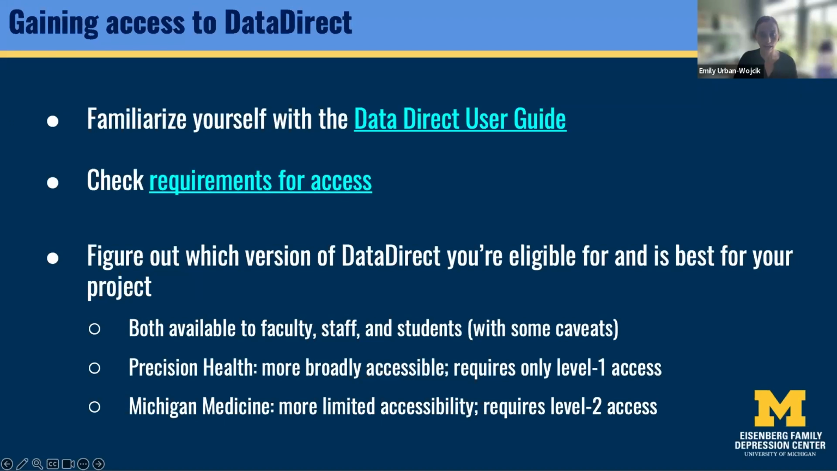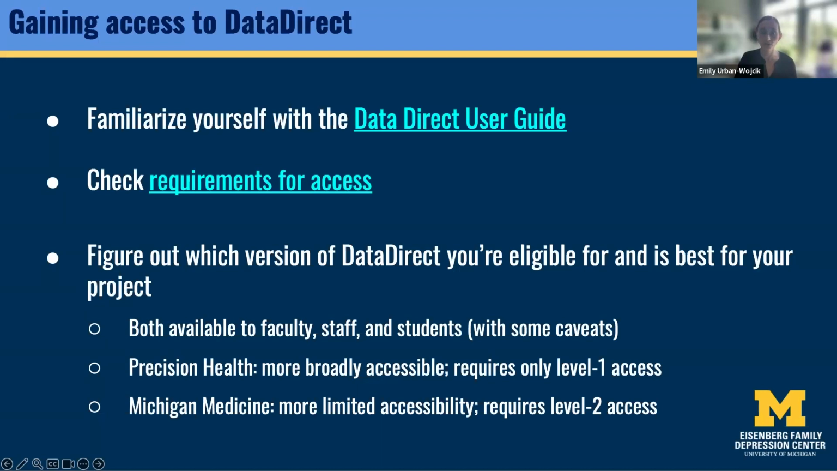So just a couple things to highlight. You should definitely read more about it. Both versions are available to faculty, staff, and students. For the Precision Health version, faculty need to be members of Precision Health, and staff and students need to be sponsored by a faculty member who has a Precision Health membership. For the Michigan Medicine version, only students need faculty sponsorship. Otherwise, the staff and faculty can use it without any other kind of sponsorship.